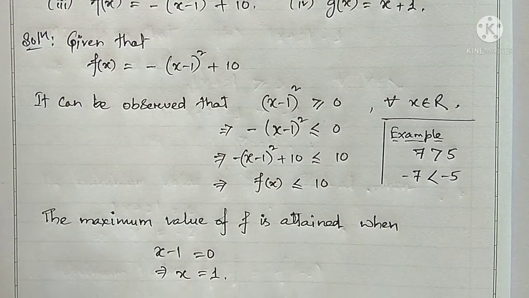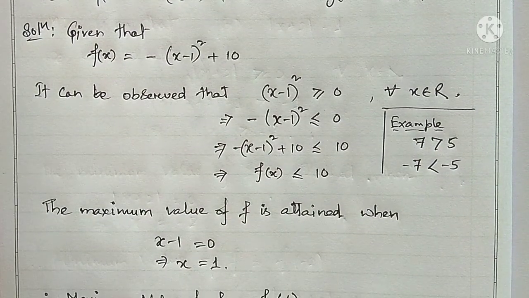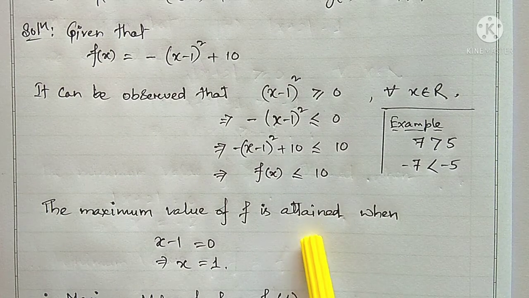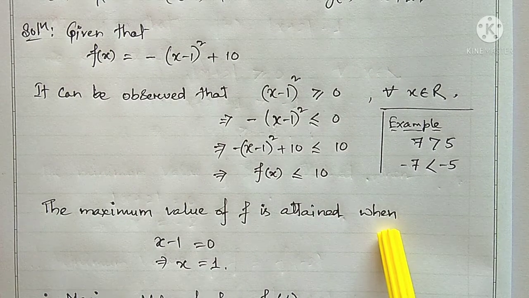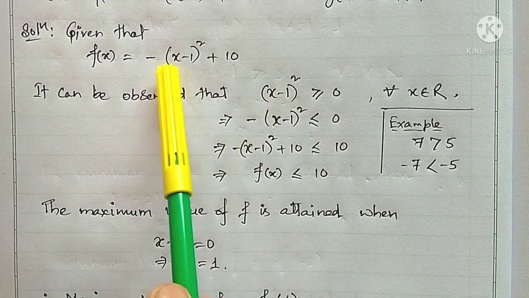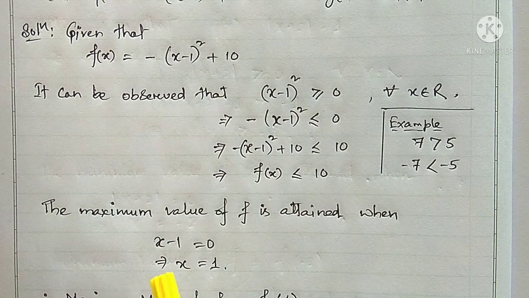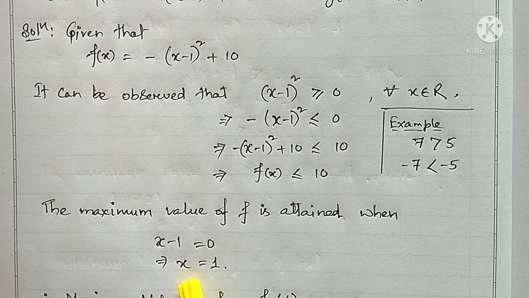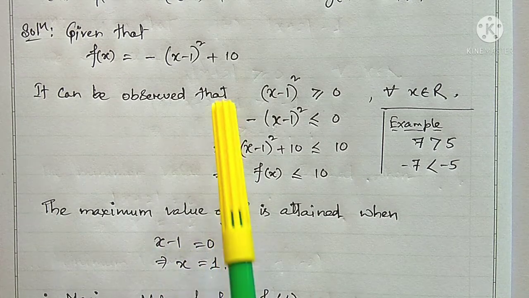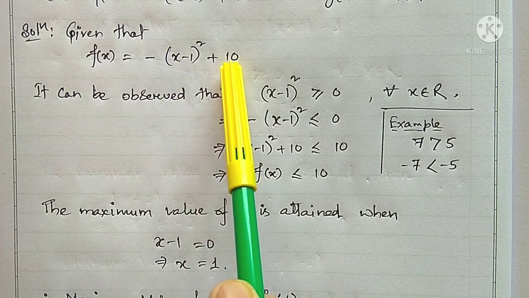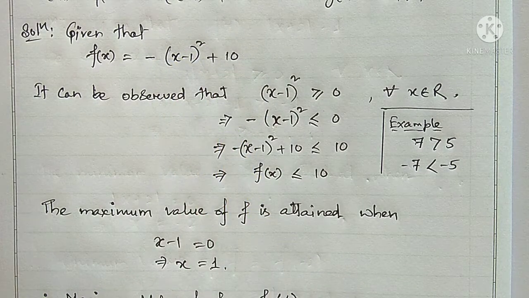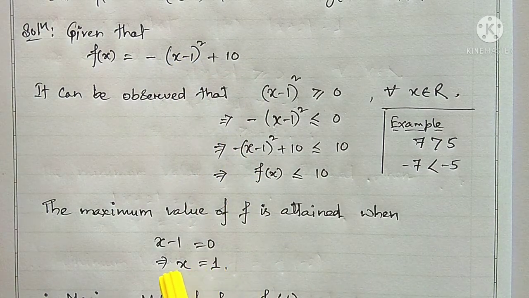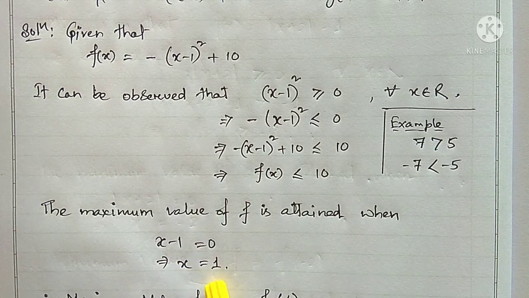Here we write that the maximum value of f is attained when this (x minus 1) value is 0. So we write x minus 1 equals 0. Then from here we get x equal to 1. If this (x minus 1) value is 0, that means this part is 0, then we get the maximum value. The maximum value is 10. So from here we find the value of x, x equal to 1.